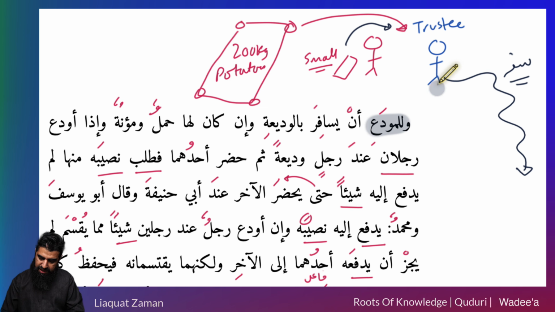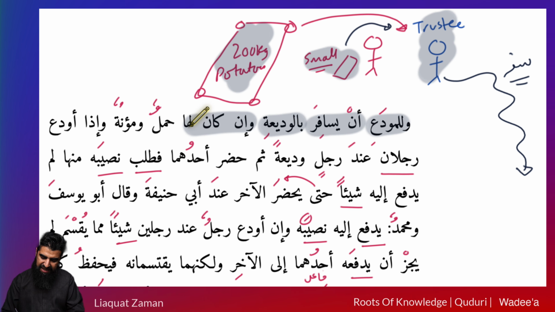So the mudi' has the right to travel with the wadi'a, whether it's a small wadi'a or a large wadi'a, even if it has weight and is a burden, like it's difficult to move around. Obviously, the trustee is going to be in charge of the costs and everything, so he can do that. Technically, he's allowed to travel with it. Khalas, that masala's done. Straightforward.